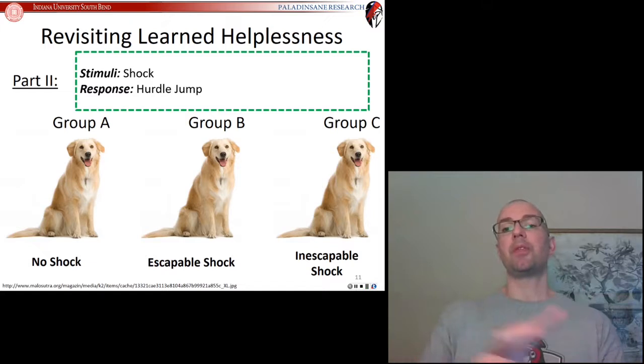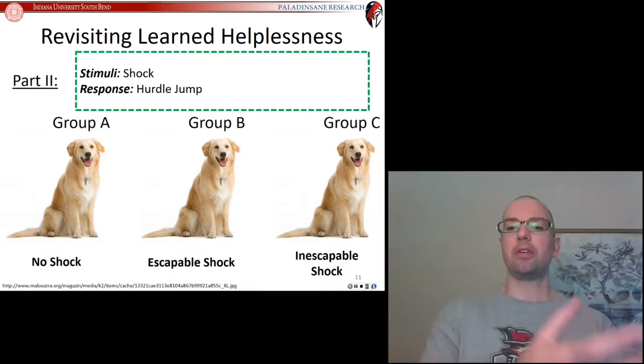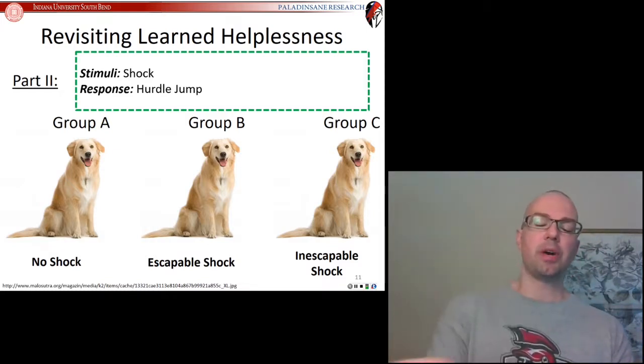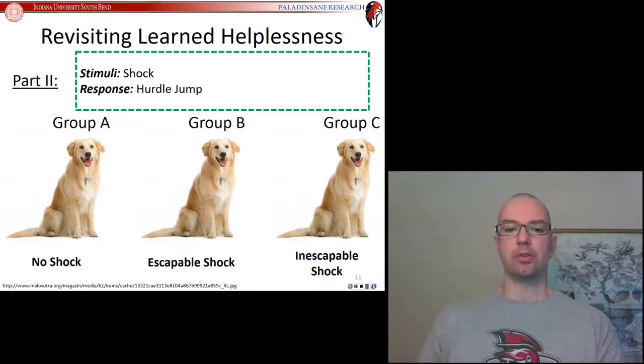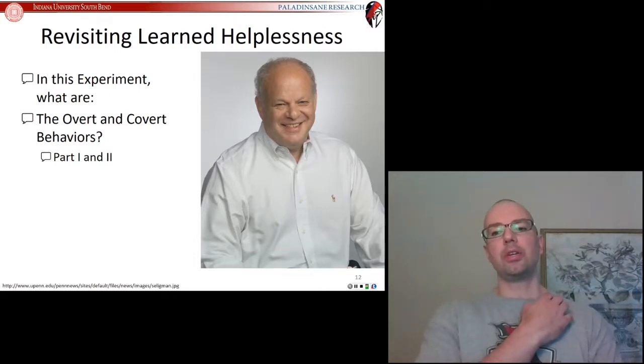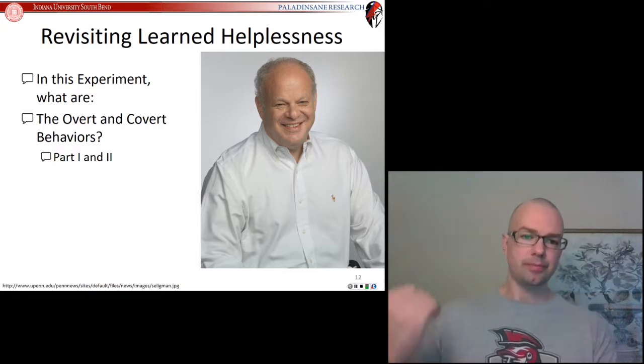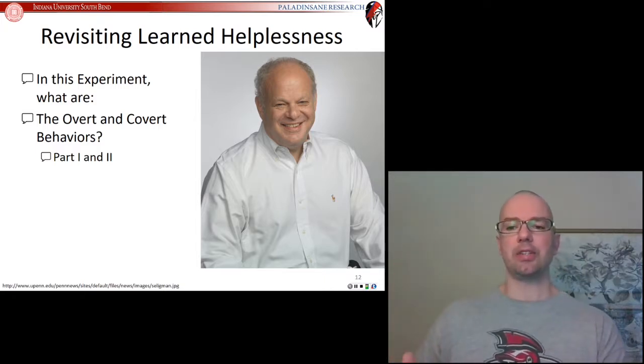So again, many different things occurred, many different behaviors occurred, but the response was the event, the behavior that was being recorded, the behavior that was being identified as a response, and in this case, it was the hurdle jump. All right, in this experiment, what are the overt and covert behaviors for part 1 and part 2? So once again, write down your answers, pause the video if you need to, and then we'll get to the answers in just a moment.